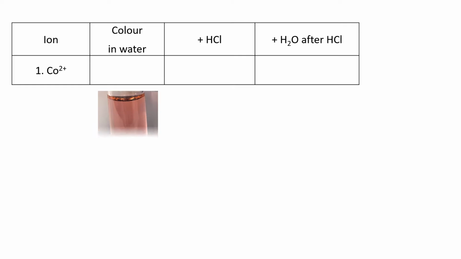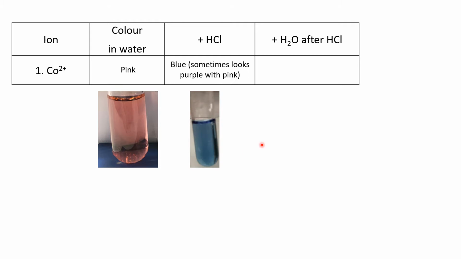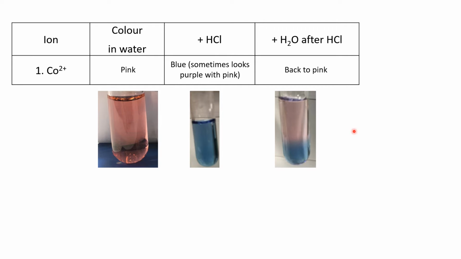So take cobalt 2+ in water. It is a pink solution. Add HCl to it, and it goes blue. Right now, I added quite a bit of HCl to it to get this blue. As it was going to the blue, it went through a purple stage, and of course blue mixed with pink is kind of purple.